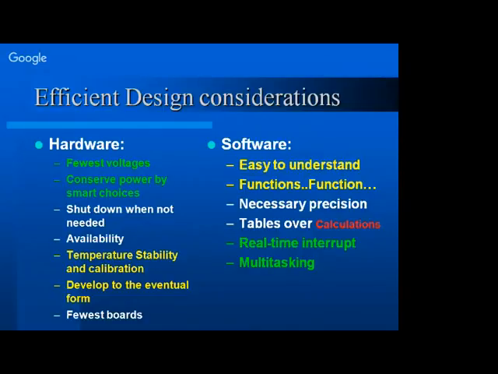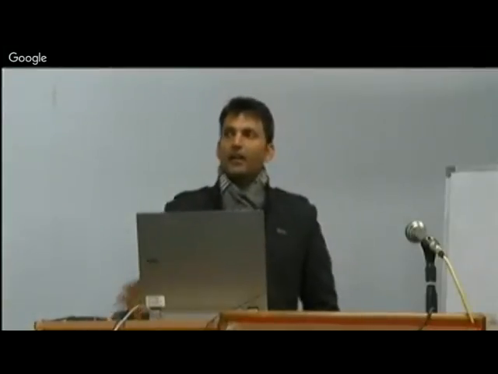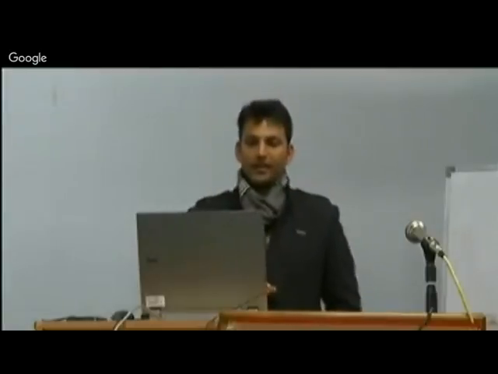Then multitasking. So this is also an important factor. Okay, so with that we are done with the important design considerations that we should be making as far as designing an embedded system is concerned.